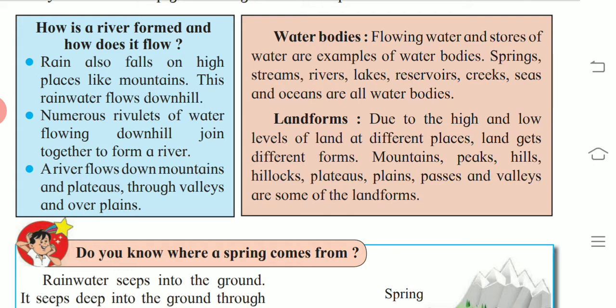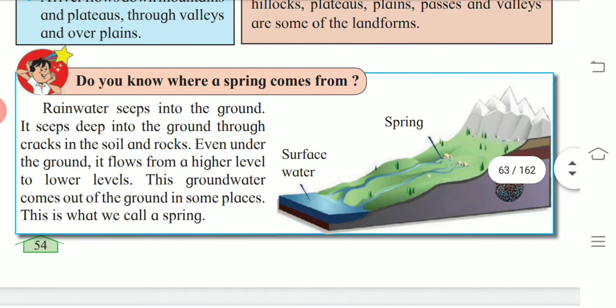Do you know where a spring comes from? Rainwater seeps into the ground. It seeps deep into the ground through cracks in the soil and rocks. Even under the ground, it flows from a higher level to a lower level. This groundwater comes out of the ground in some places. This is what we call a spring.